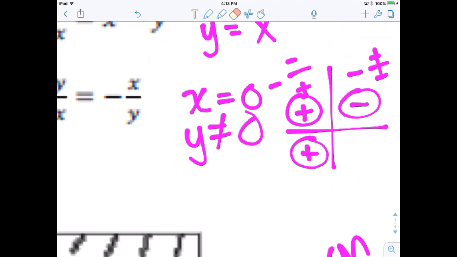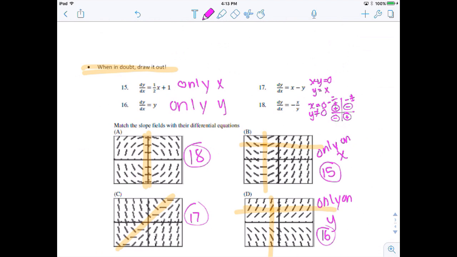You have positive times a negative, so that's negative. And in the fourth quadrant, it's the same as the second quadrant. It would be positive in that quadrant. So that helps me match up with this because notice these slopes are all negative, these slopes are all negative, these slopes are all positive, those slopes are all positive. So another good way to match it up.